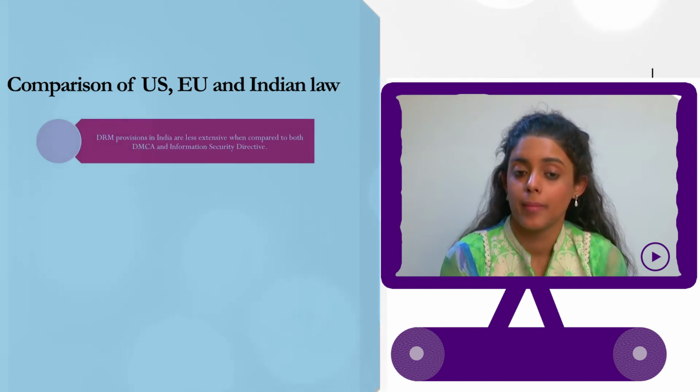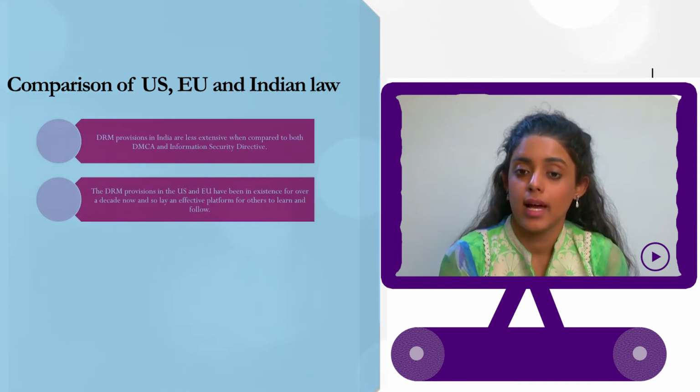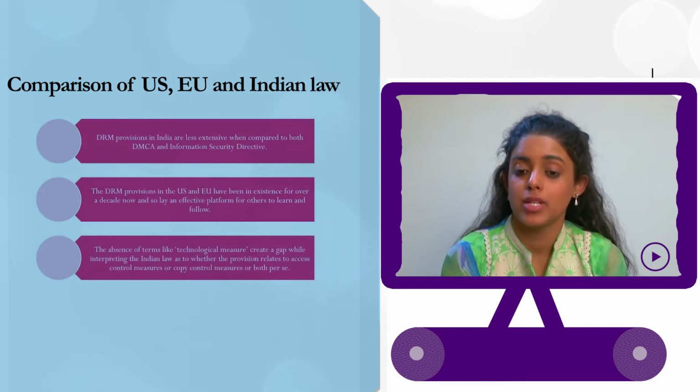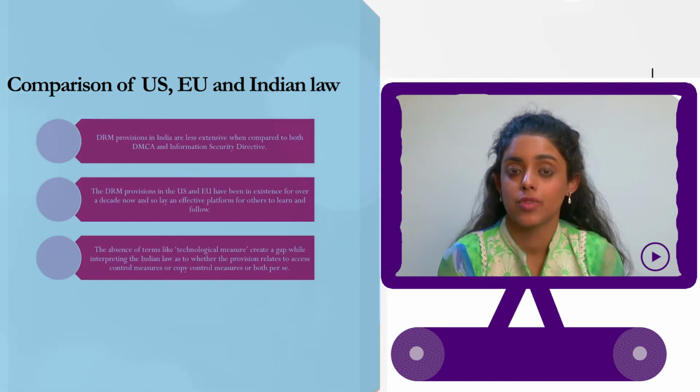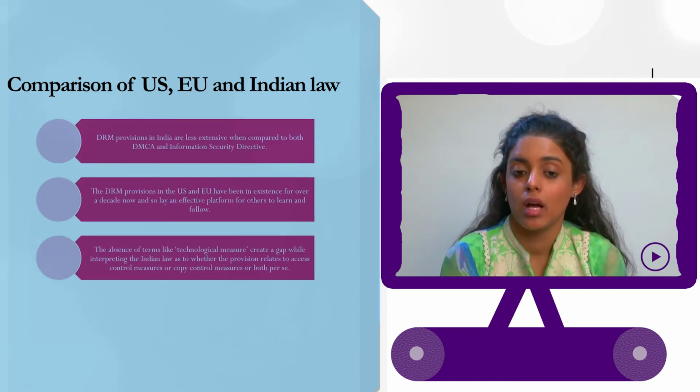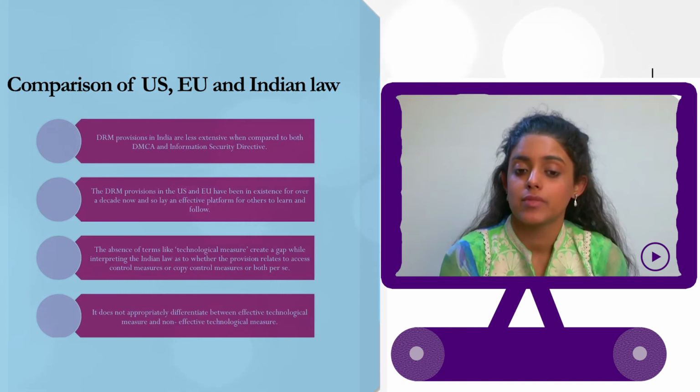far more reformed. The DRM provisions in the United States and European Union have been in existence for a decade now, and so lay an effective platform for others to learn and follow. The absence of terms like technological measure creates a gap while interpreting the Indian law. This is a drawback as to whether the provision relates to access control measures or copy control measures or both. So there is definitely a gap in the Indian law when it comes to the terminology, which is more explicitly given in the Information Society Directive of Europe or the Digital Millennium Copyright Act of America. It also does not appropriately differentiate between effective and non-effective technological measures.